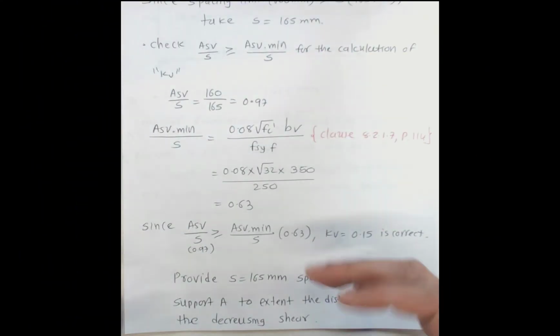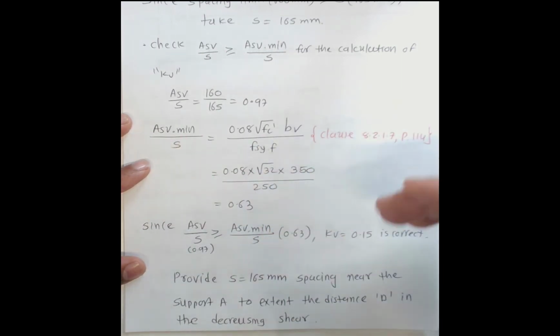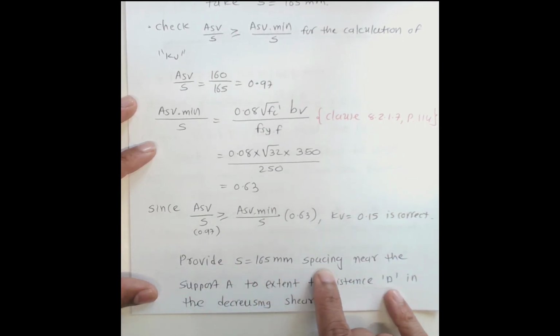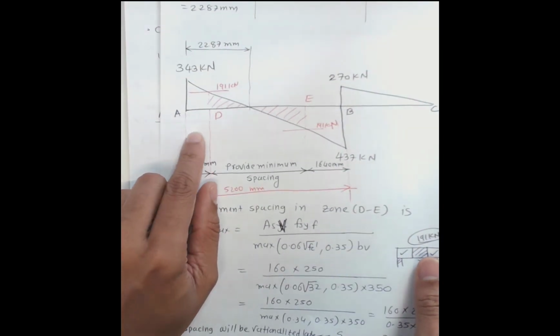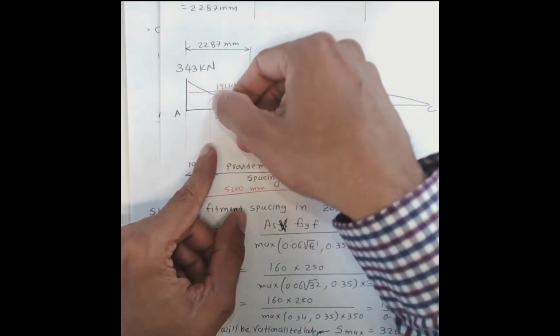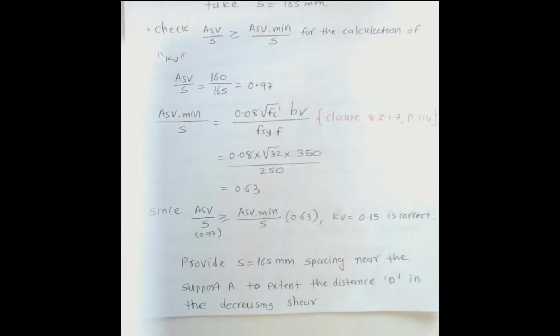If it's not correct, then we need to change this S again and iterate this process. But here the KV value is correct. So we can provide S of 165 millimeter spacing near support A, extending a distance D in the decreasing shear. What this sentence tells me is that we can use 165 millimeters not only up to this point but passing this point up to D. We continue solving this example in the next video. Thank you.